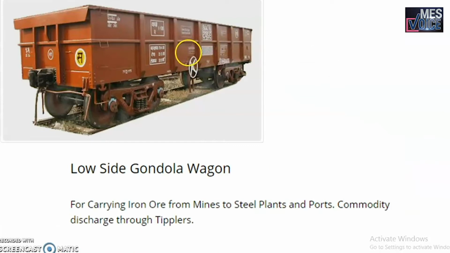This is another one, the low side gondola wagon. This is also the same as a half open or open top wagon, which is usually used for the transportation of iron ore from mines to steel plants and ports. The simple difference between the low side gondola wagon and other wagons is that its body is stronger than the others, because we use this wagon for the transportation of iron ore materials from the mines. The material will not be in a proper shape, so there is a chance for the body to get damaged during the transportation of iron ore. So a strong body needs to be built when manufacturing the low side gondola wagon.